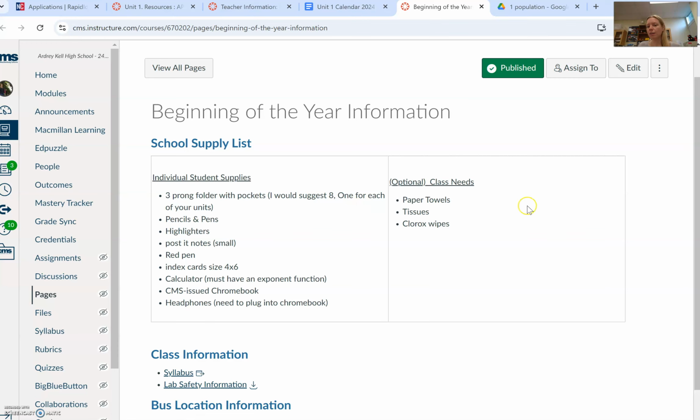And as always, optional class supplies. If you are able to donate paper towels, tissues, or Clorox wipes, we always greatly appreciate that. Tissue season is coming up here with all the colds starting to get passed along, so those are always helpful class resources if you would like to send them in.